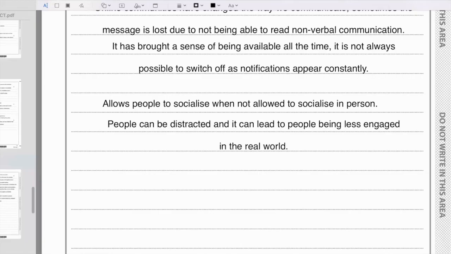People can be distracted and it can lead to people being less engaged in the real world. You think about smartphone zombies that walk around glued to their smartphone, not really paying attention to where they walk. And finally, safety features may keep us safe, but they may restrict access to some people. So some people may not be able to use all the features due to restrictions that they've got. So now we'll write a conclusion to finish this off.